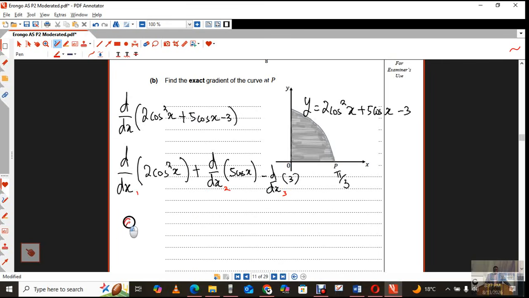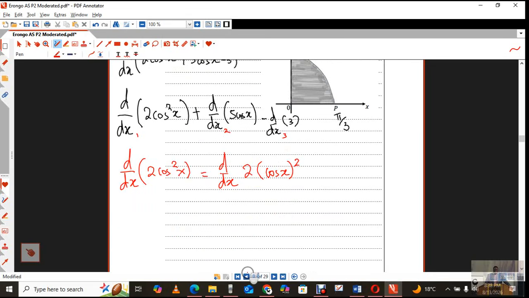So if I do d by dx of 2 cos square x, because this means cos x times cos x, which can be written as d by dx of 2, that cos, maybe I must take that bracket away so I don't get confused. So I can put a 2 here, and then I have cosine of x all squared. That's exactly what it means, exactly the same as that.